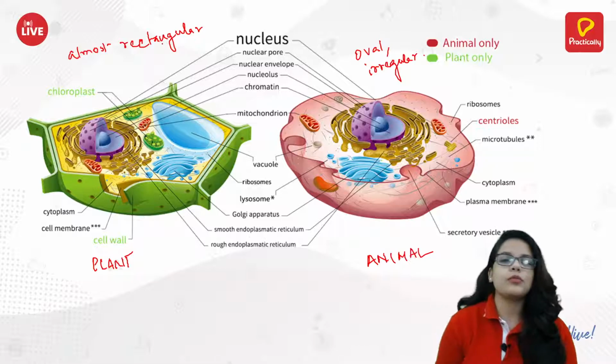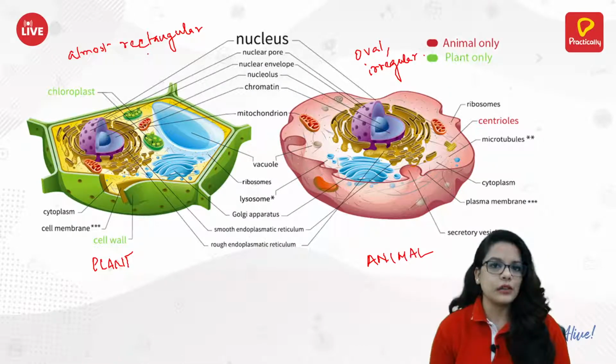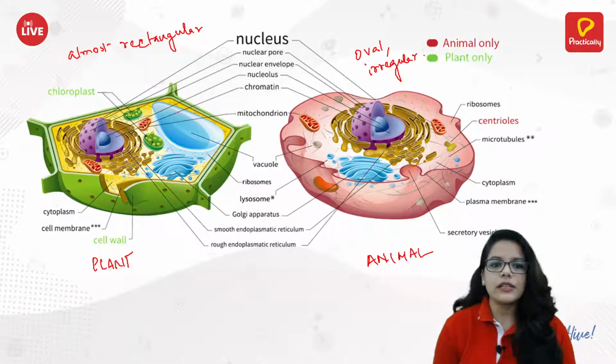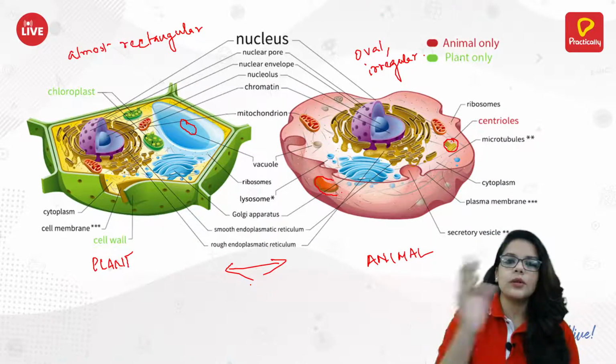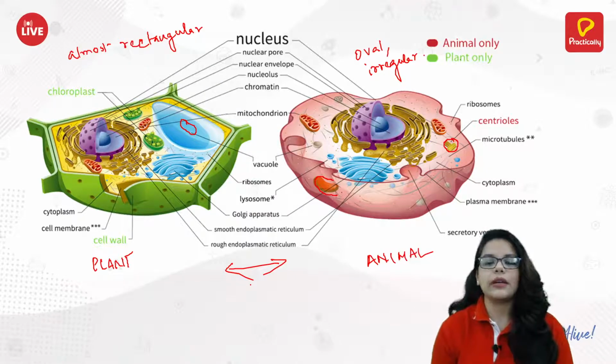Almost, I'm saying. It's not a proper rectangle, but it is almost rectangular in nature. Plus, you can see there is a big vacuole over here in the plant cell. They have chloroplasts and everything. Here, on the other hand, you can find centrioles and lysosomes. So you can find a lot of different things in the plant and animal cell. Some things will be there in the plant cell, some things will be there in the animal cell.